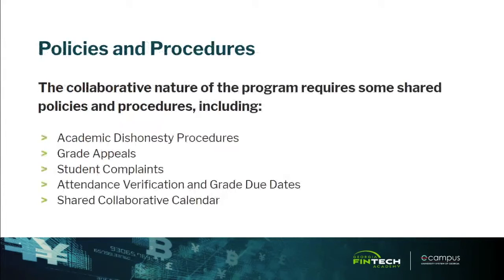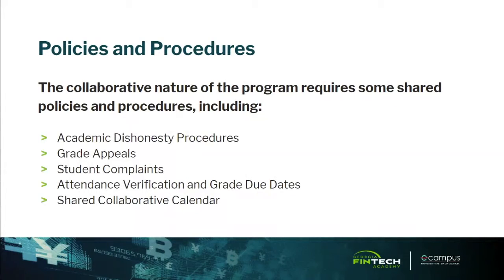So the policies and procedures are going to be the same for eMajor collaboratives as they are for these courses. I'm sure you are all familiar with how that works. If there's academic dishonesty, the faculty member reports a student. The student has the appeal window, and then after that is resolved, the report is made available to the student's home institution.